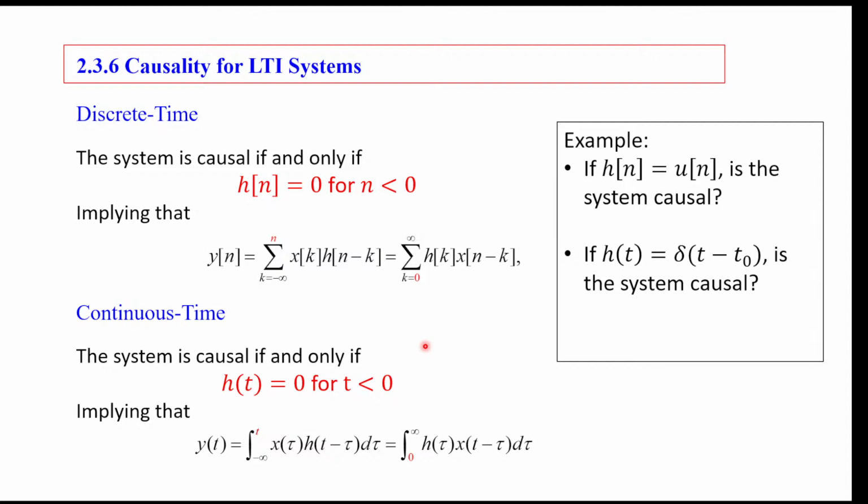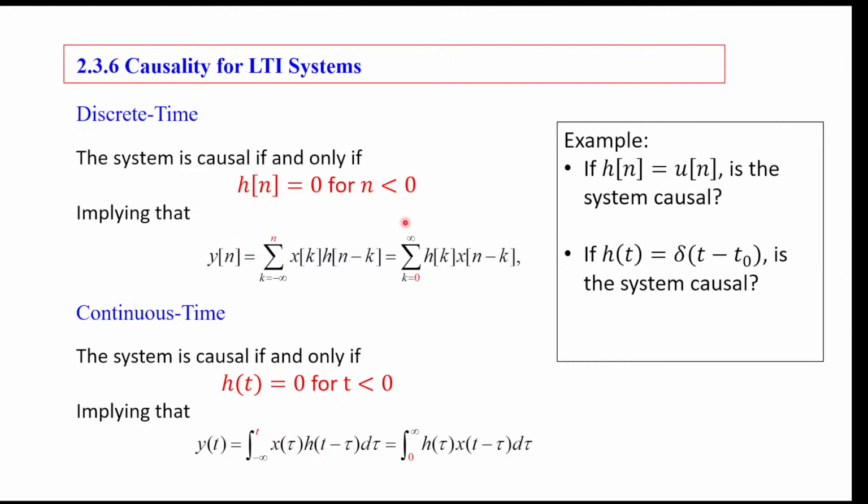So that's the intuition. And here we have some equations, and here is the other part of the proof. You write down this convolution, and you see that the summation is only over k from minus infinity to n. So y of n does not depend on x of k for k greater than n. So y of n only depends on the past.